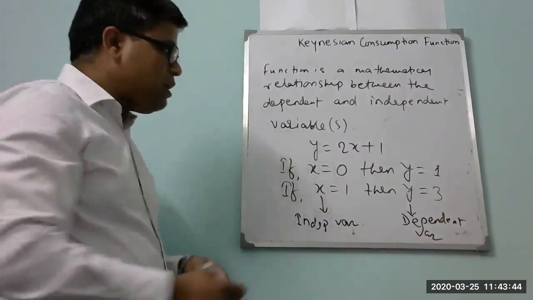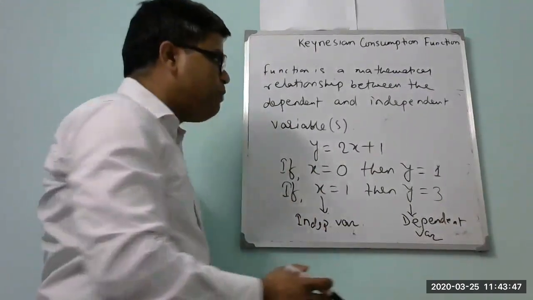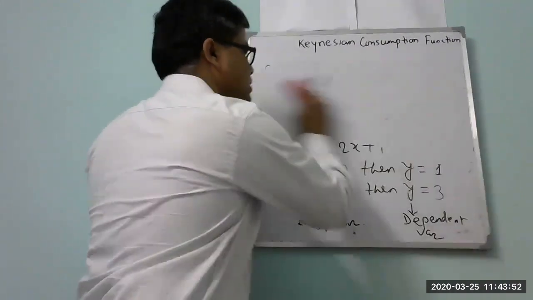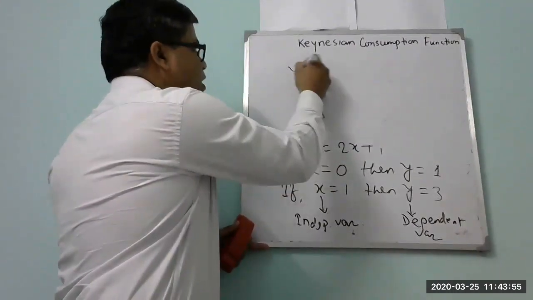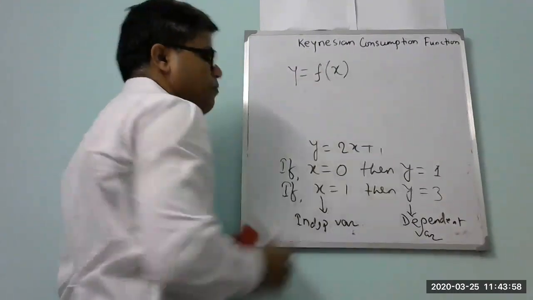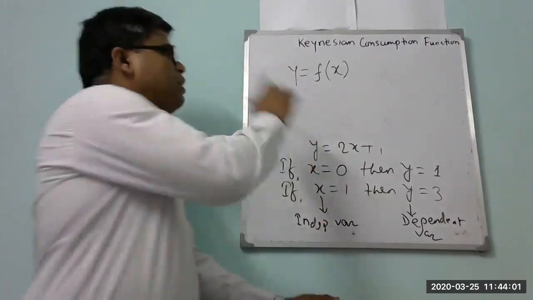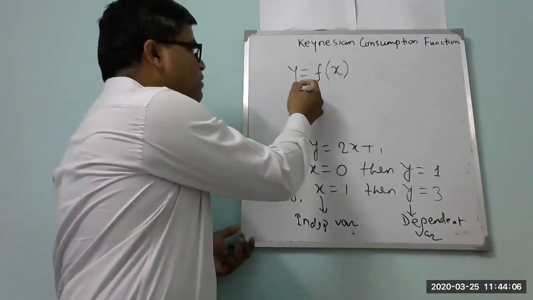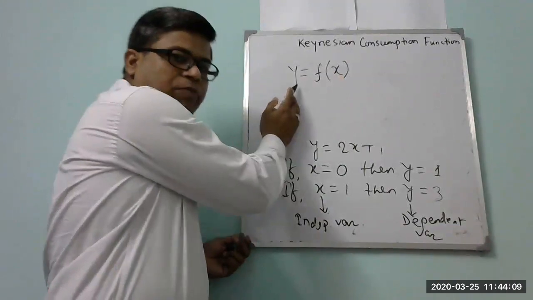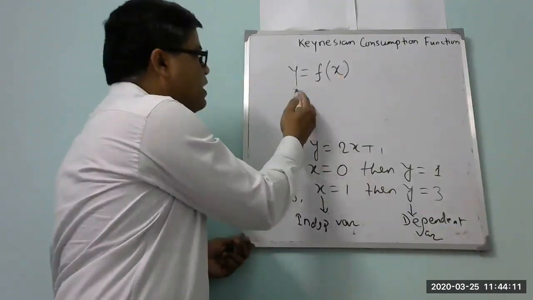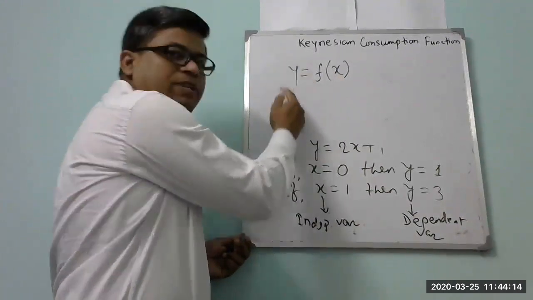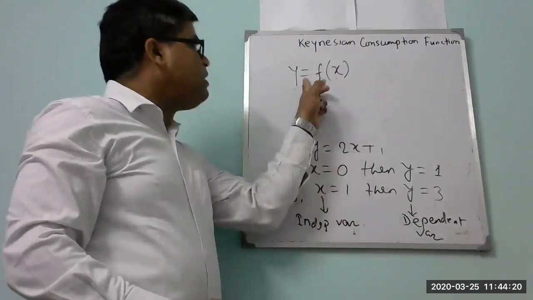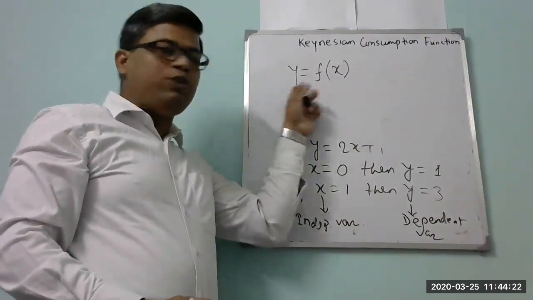Now if I write it in functional form, it looks like this: y is a function of x. There is always a rule of writing the function: the dependent variable is always written on the left hand side of the equation. Here y is the dependent variable, so we write y on the left, and x is the independent variable, written on the right hand side within parentheses. This is the way of writing the function.